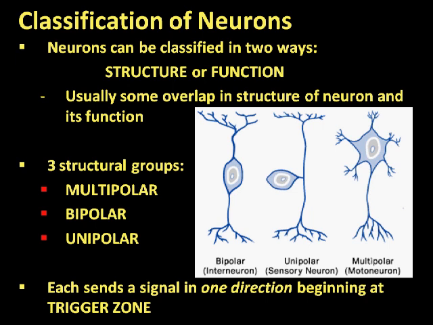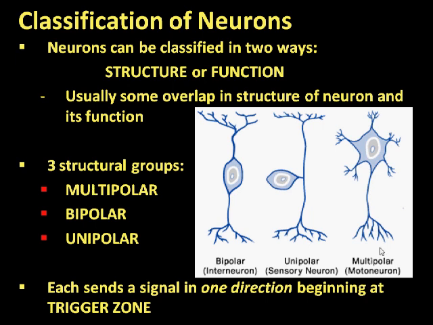There are two different ways to classify them. You can see here structure or function. And there's oftentimes an overlap: if you know a neuron's structure, you can kind of assume what its function might be. The three groups are shown here, not in this order.